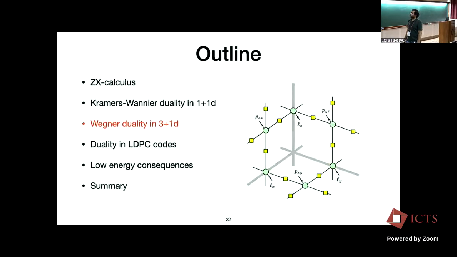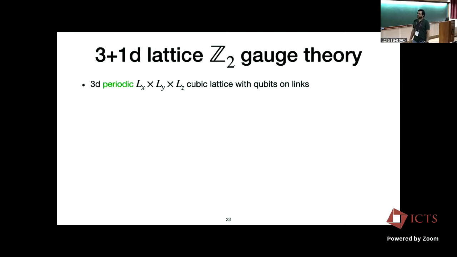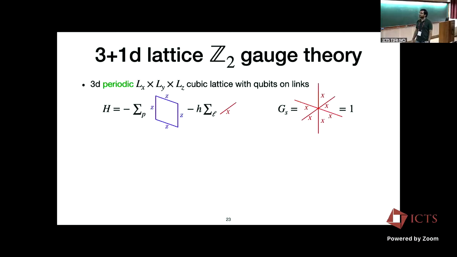Okay. So next I want to generalize this to 3 plus 1D, the Wigner duality. So here, a nice Hamiltonian to keep in mind is the lattice Z2 gauge theory. I have a 3D cubic lattice with qubits on the links. And here's the Hamiltonian. I have a plaquette term, like a magnetic flux kind of term. And the electric field term is simply X on all the links. And I impose Gauss law, which is the product of X on all the links around the site. Or you can impose it energetically. It's up to you.